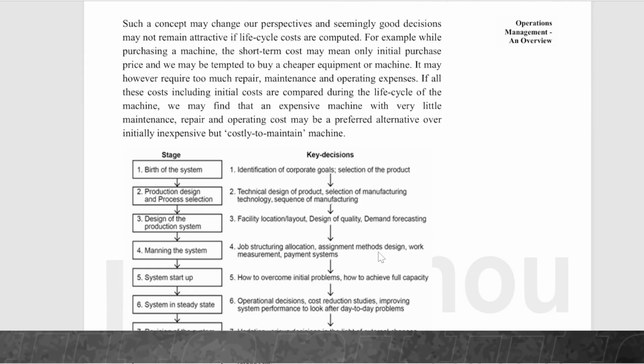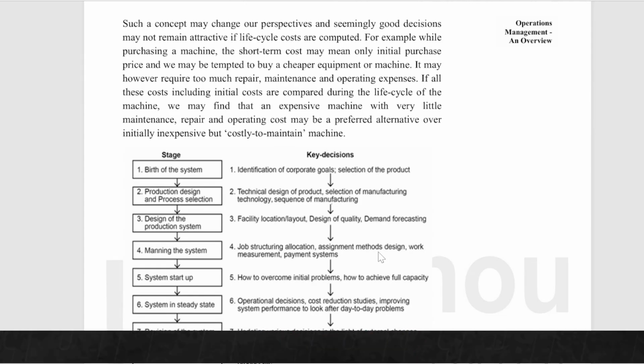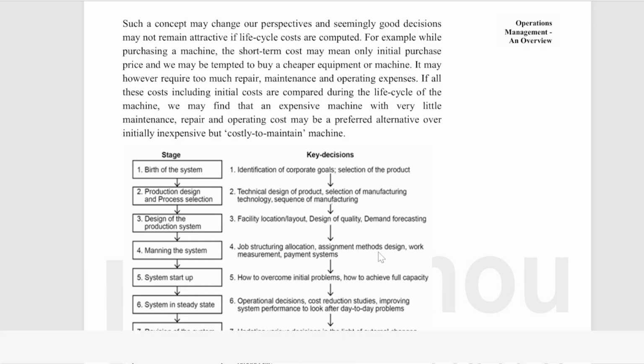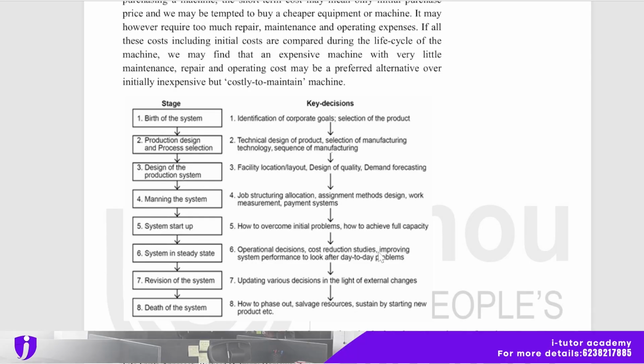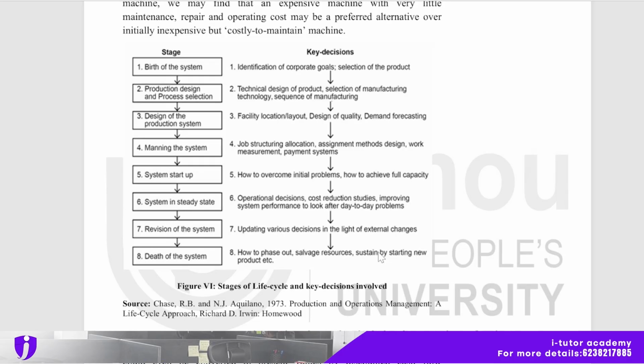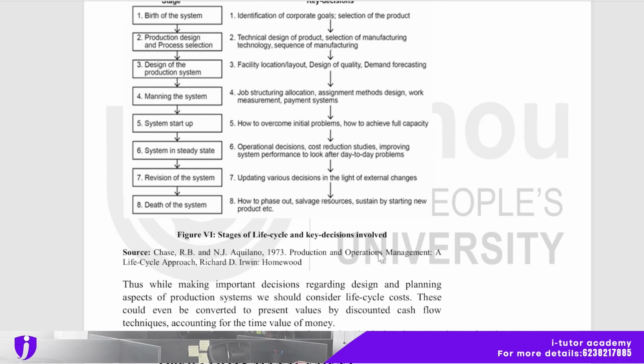So here are the stages and key decisions. There is the birth of the system, that is the initial stage of a product, then identification of corporate goals, selection of the product. Second stage is production design and process selection: technical design of product, selection of manufacturing technology, sequence of manufacturing, key decision areas. Then the third stage is design of the production system: facility location or layout, design of quality, demand forecasting. Then manning the system: job structuring, allocation, assignment method, design, work measurement, payment system.